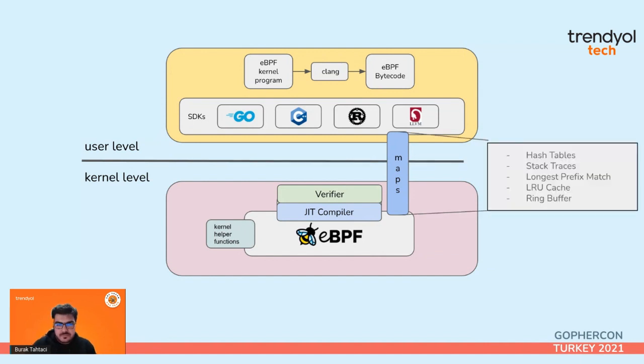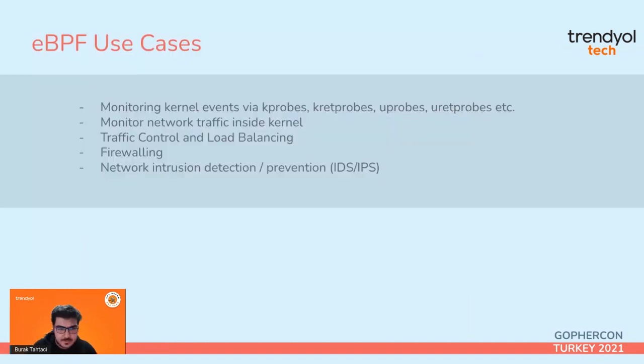Okay, maps support very well-known data structures such as hash tables, LRU caches, longest prefix matches, stack traces, and so on. They are very useful for communication between processes in kernel or user space. As you can see, eBPF provides high-performance kernel tracing and observability options. So let's talk about some real-life use cases of eBPF, how we can actually use eBPF in the real world.